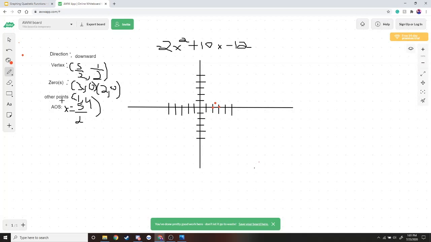Then we have our other point, which is (1, 4). So 1 over here and 4 up, so here. And we have our axis of symmetry where the vertex is, which is always true. So if this point, (1, 4), is 1.5 away from the axis of symmetry, let me draw it for a second.